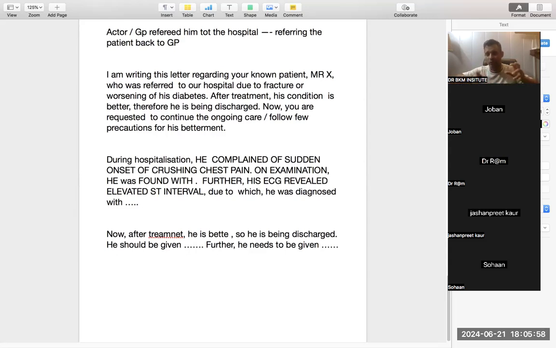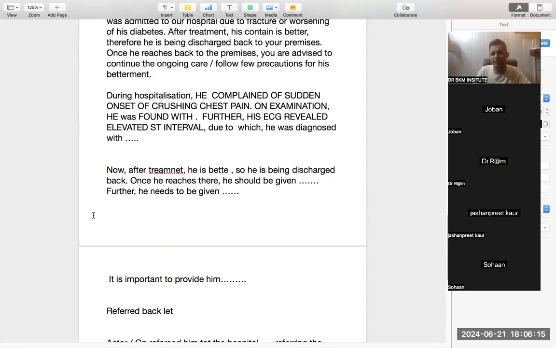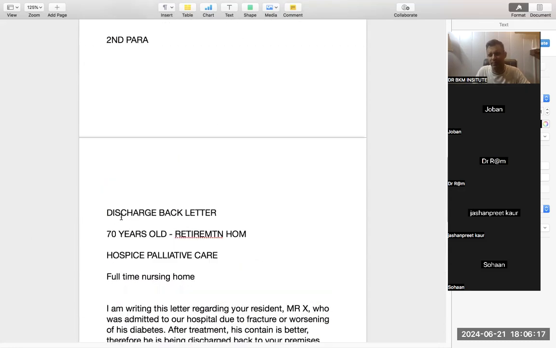When you are talking to a doctor, you will say he is better, so he has been discharged. Now he should be given this, he should be given that, he needs to be given this. It is important to provide him this. Further, he should follow this and this, then that's it. Simple. Don't change grammar, nothing. All the grammar, everything that you say.